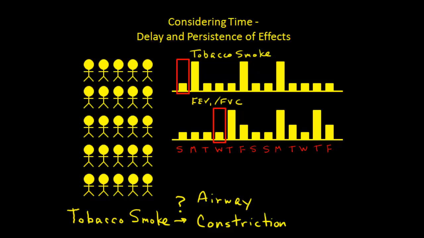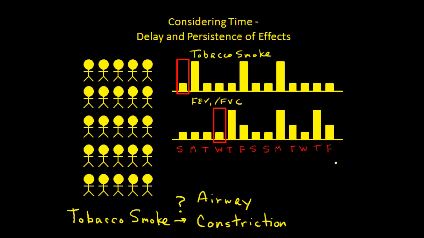Okay, now let's take this principle of the delay and persistence of effects and apply it to my particular model that I'm trying to build. So here we have on the left, this represents the individuals who are in our data set. And now I've got tobacco smoke and FEV1 to FVC up here. But we don't have days down here. We're not going to be comparing tobacco smoke and FEV1 to FVC ratio on different days.